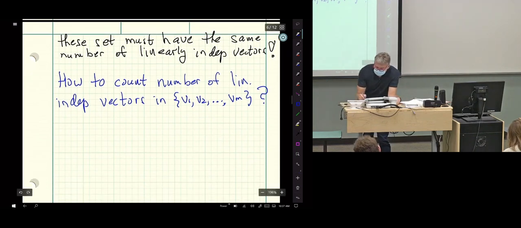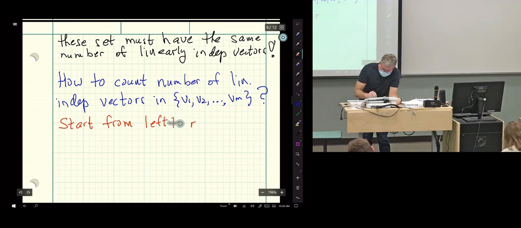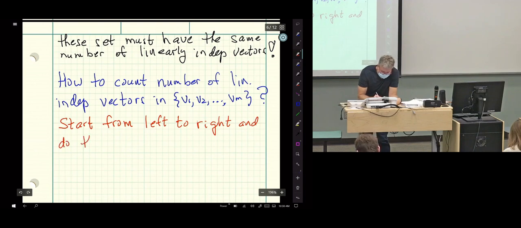Well, how you do it, you just start from left to right. But if you want to work from right to left, it's fine too. Okay, so we'll start from left to right. Do the following.